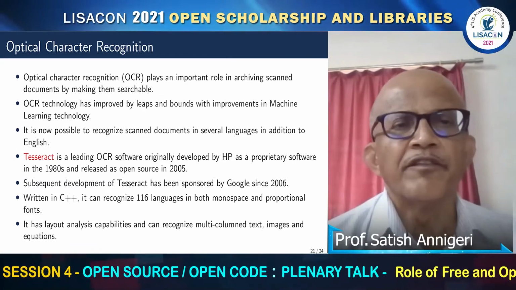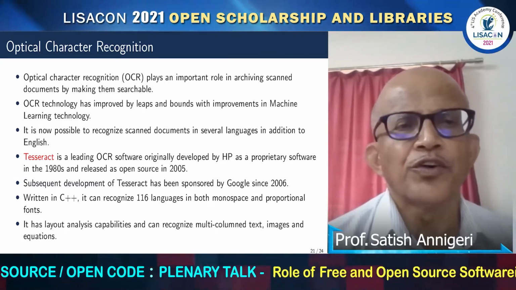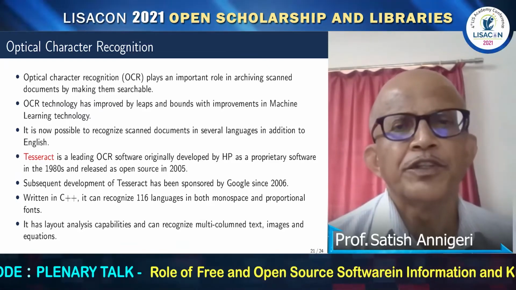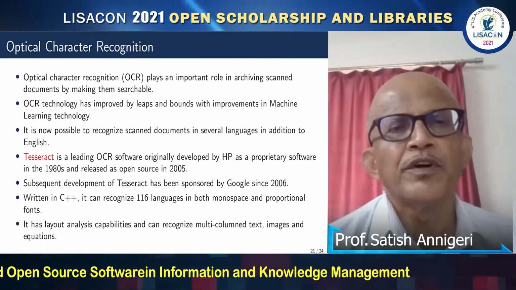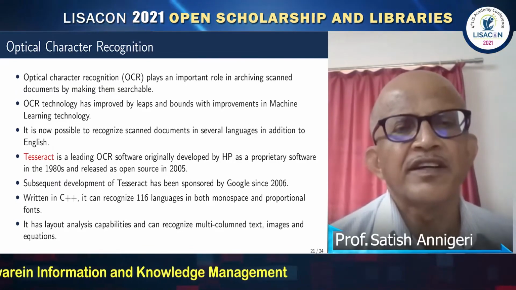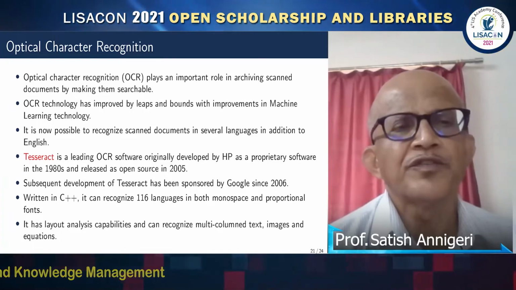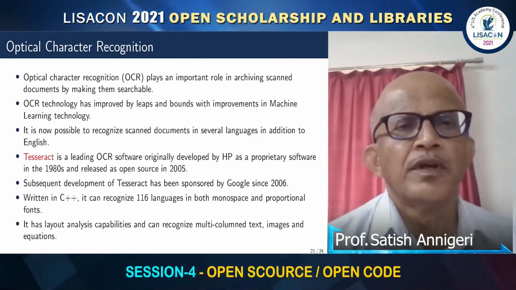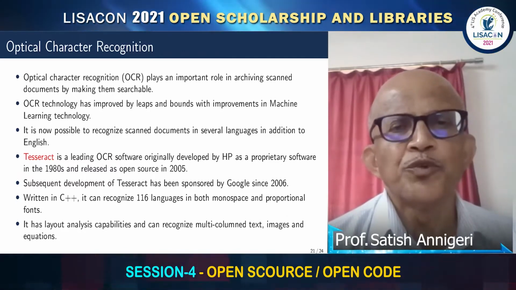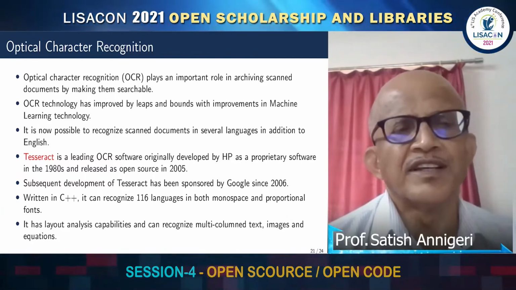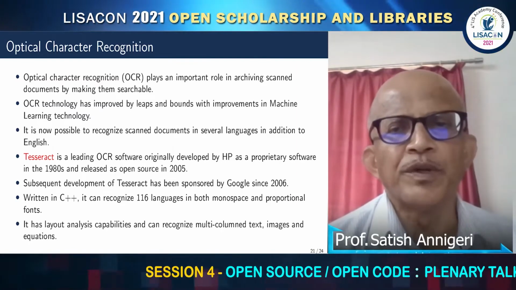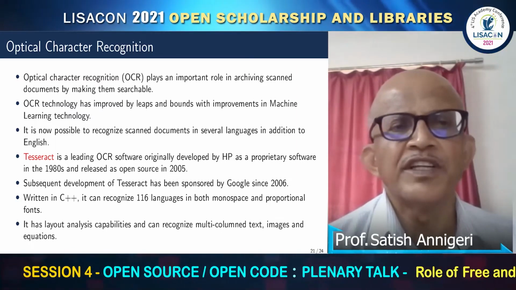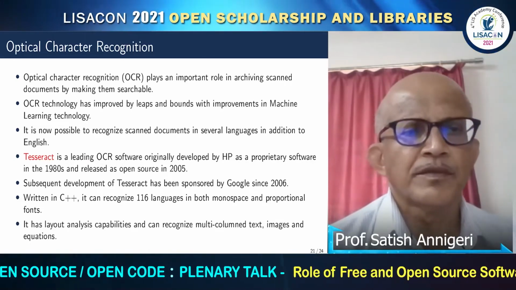And the last technology I want to touch upon is the optical character recognition, OCR. It is very critical to make scanned documents searchable. Without that, the scanned document would not be of as great an importance and use as when it is searchable. OCR technology has improved by leaps and bounds with improvements in the machine learning technology over the last decade. It is now possible to recognize scanned documents in several languages in addition to the English language.